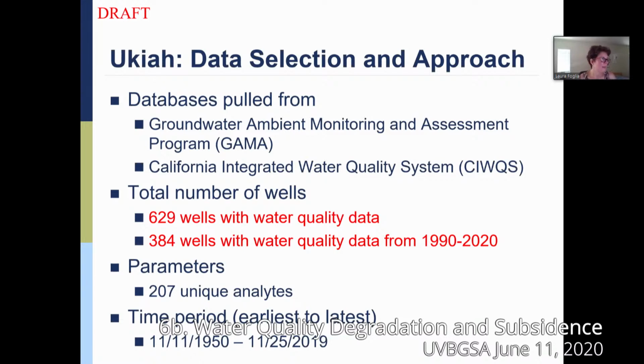What we found out is that there are 629 wells that historically have been monitored for water quality in the valley. And 384 of these have data starting from 1990 with a continuous, not necessarily long, data set, but at least more than just 1 point. And 207 unique analytes have been considered. The longest period is from November 1950 to the end of 2019, when we did this work. But we decided that the really representative period is from 1990, because for 1950 to 1990, we may have just 1 point per well here and there, so it doesn't really help us make any story.